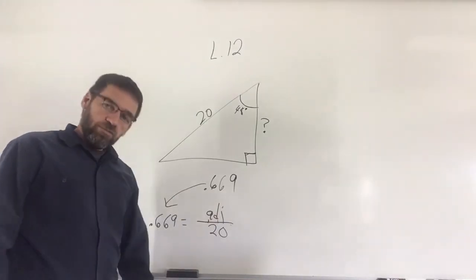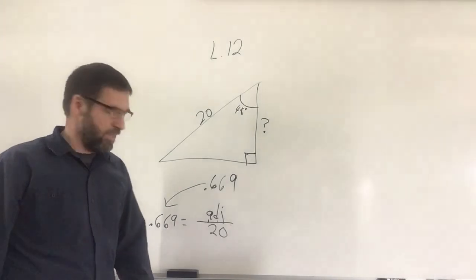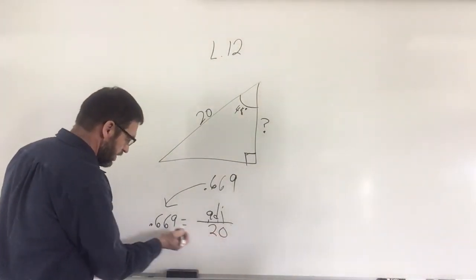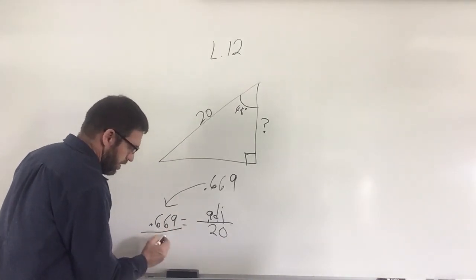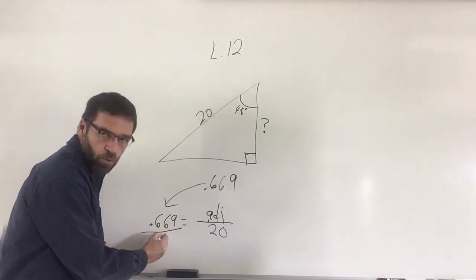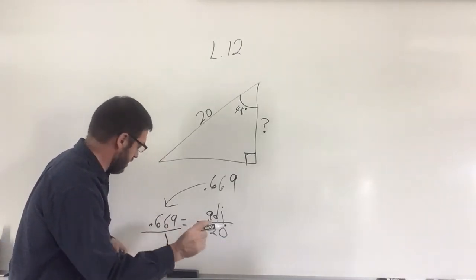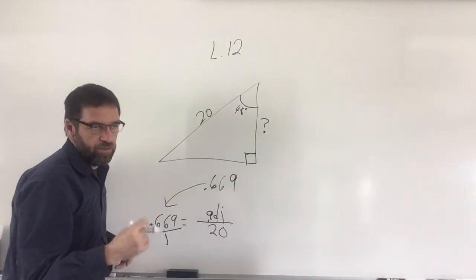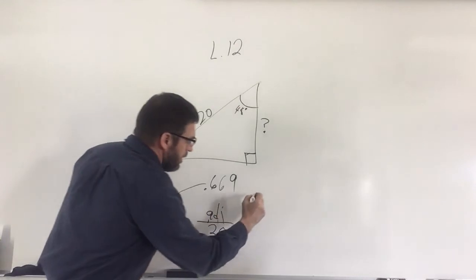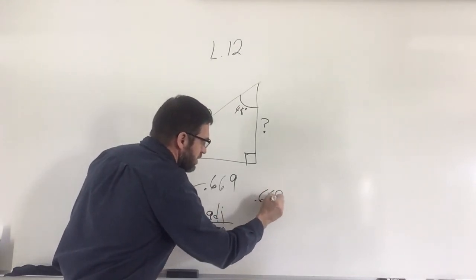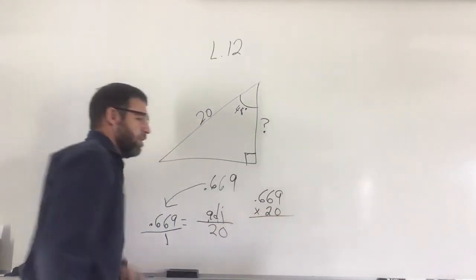How do you find the adjacent? Not hard. I mean, matter of fact, it's very easy. You multiply 20 times this here, and so if you would really set it up another way, in a proportion, you could put a 1 underneath there, and so you multiply across the corner and divide it by 1. You don't have to do all that if you don't want to. You multiply 20 times 0.669, and you multiply that times 20.